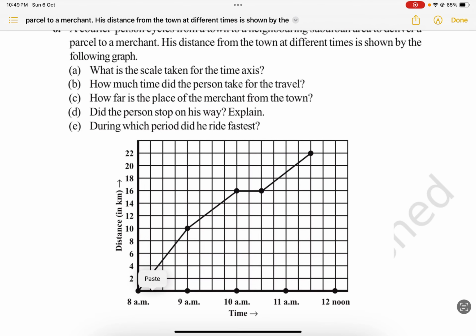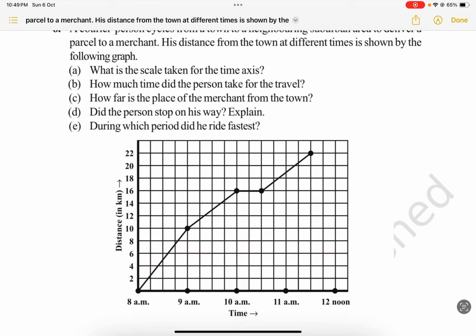Four units, 1, 2, 3, 4: 4 units is equal to 1 hour. That is what you have to understand. Again, 4 units is equal to 1 hour. So that is how much the scale is taken. And how much time did the person take for the travel?